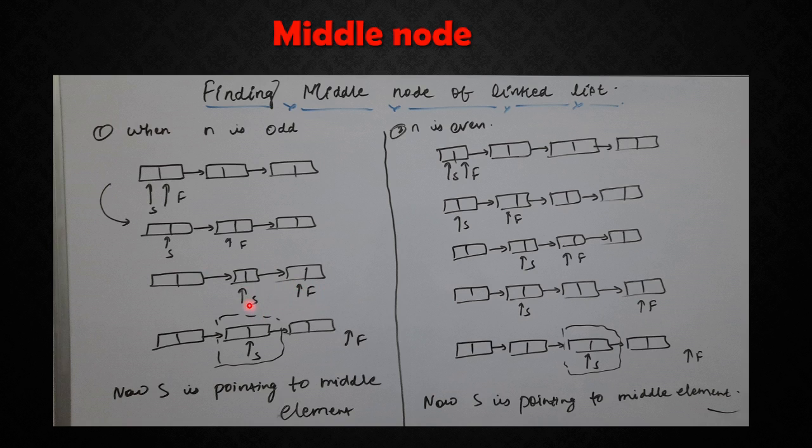So this is how the fast and the slow pointer is moving, right? Now if I again move fast here, then the fast becomes null, right? In that case the slow is pointing to this node, and this node is the middle node, right?